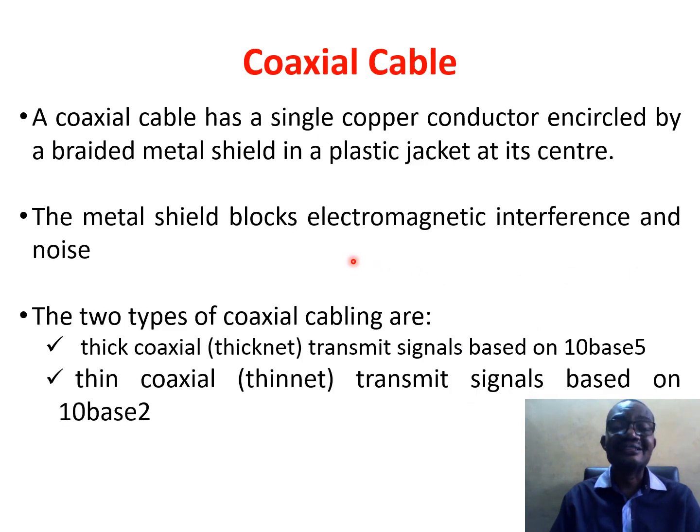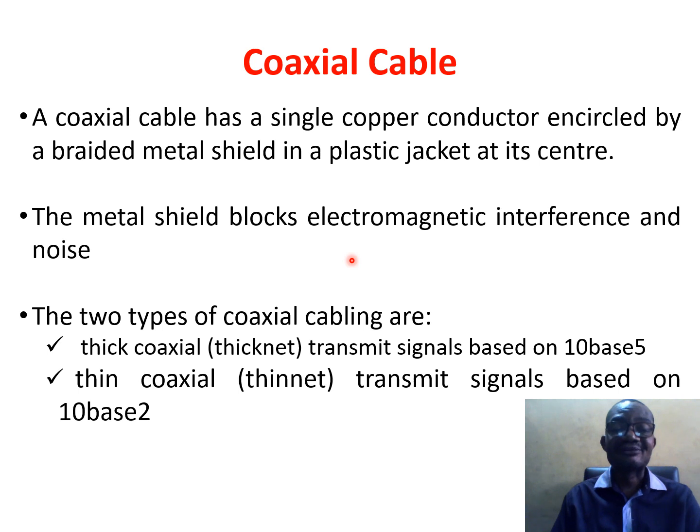The next is coaxial cable. A coaxial cable has a single copper conductor at its center, encircled by a braided metal shield in a plastic jacket. Usually, the metal shield blocks electromagnetic interference and noise, which may affect data transmission. So coaxial cables are quite efficient.